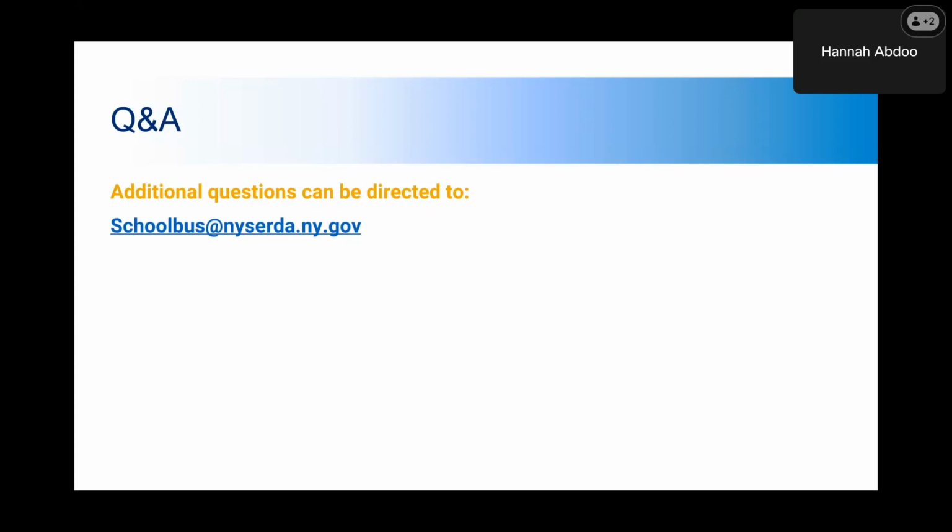The next question: does the implementation manual include information for both buses and chargers? Yes, both programs are wrapped up into the implementation manual. It's a longer document, about 55 pages, but it's all broken out into specific sections, so it should be relatively easy to get through. Both parts of the program are in the implementation manual.